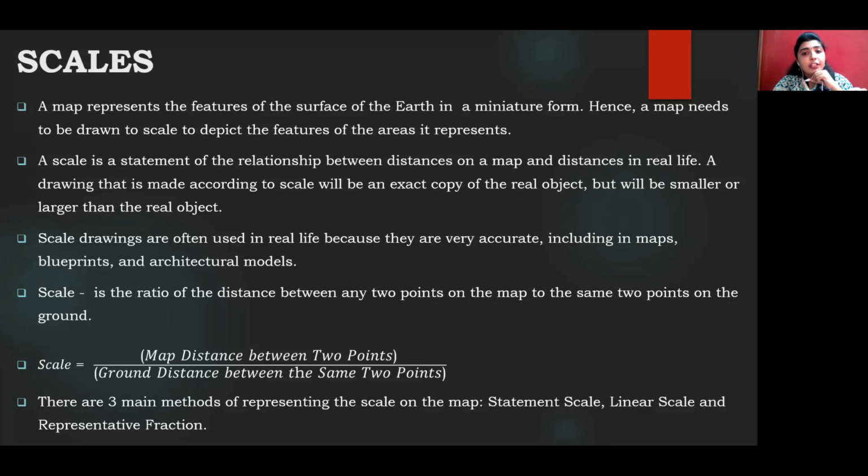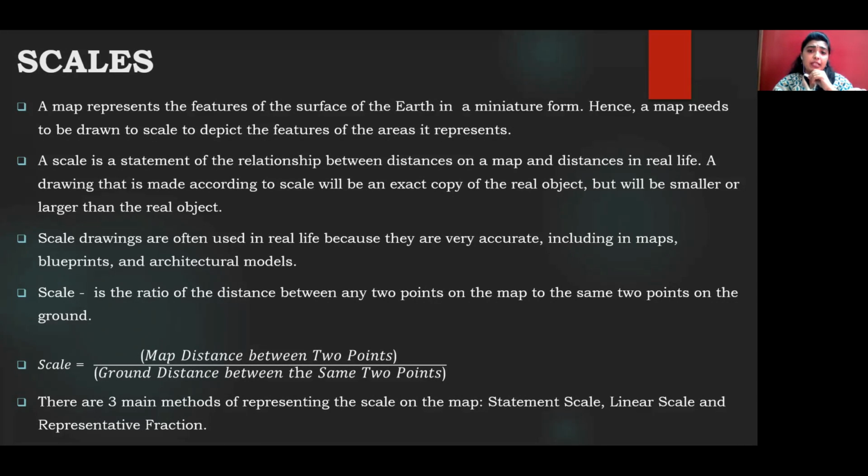When someone is referring to your map, they want to know what is the distance between 2 points on the ground. So that ratio has to be given on the map, and that is given through scale. So the simple formula of scale is the map distance between 2 points divided by the ground distance between the same 2 points.